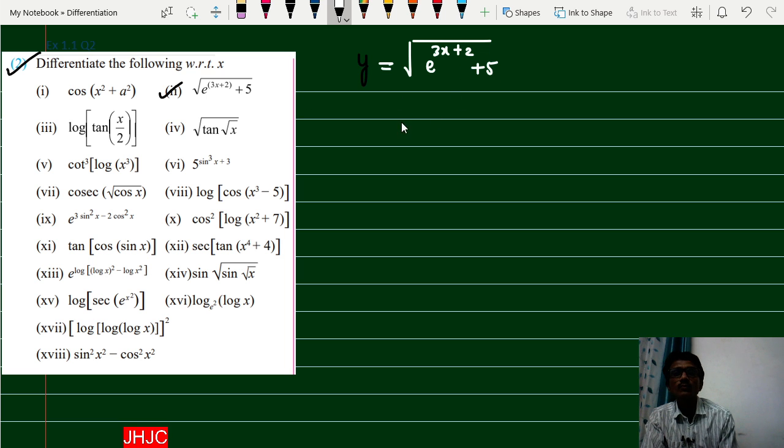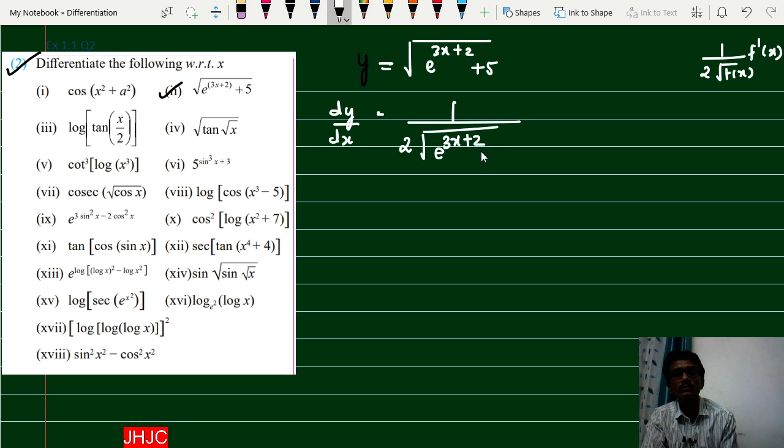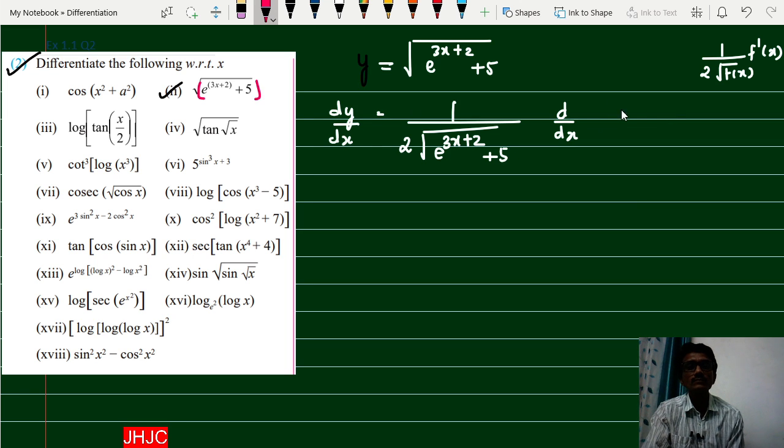So derivative of root fx is what? 1 upon 2 root fx into f dash of x. So we are applying this, dy by dx is equal to 1 upon 2 root of the same e raised to power 3x plus 2 plus 5 into derivative of this. See, this is your fx, so into f dash of x.